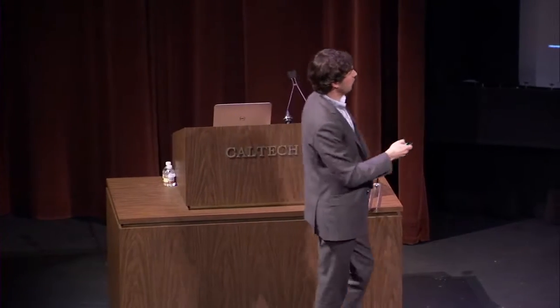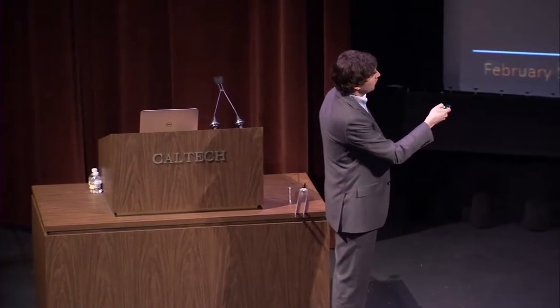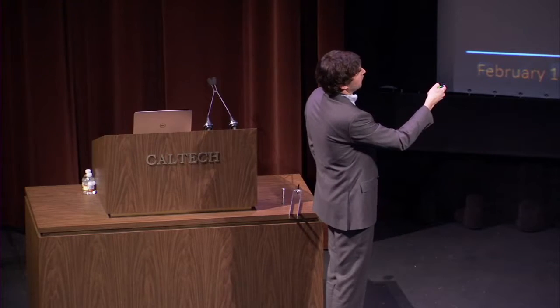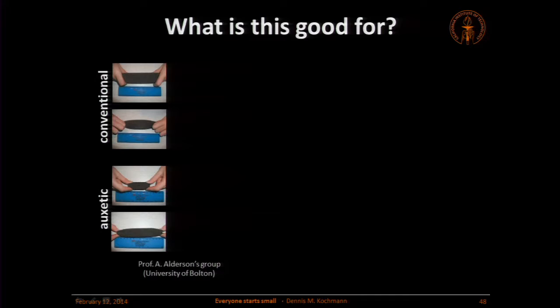And just as a side remark, please note that these little voids here actually close when you compress it, and they open up when you expand it. This is one of the reasons why this is interesting for many biomedical applications, as I'll show you on the next slide. What we see here is an example of how Andy Alderson's group in Bolton actually makes this for foams. This here is a conventional foam. If you pull on it, which is what the hands are doing, it becomes thinner, and if you compress it, it becomes fatter. Down here, we have one with a negative Poisson's ratio, which is known as an auxetic material.